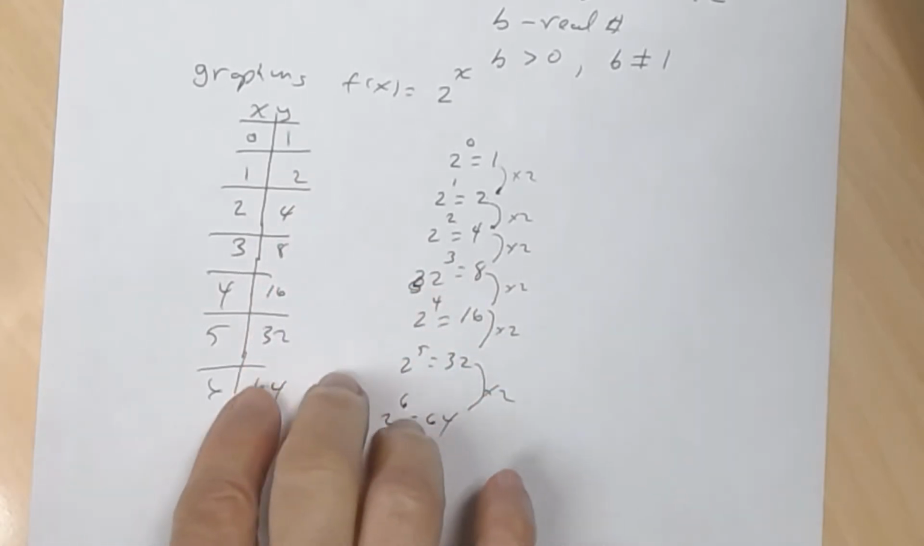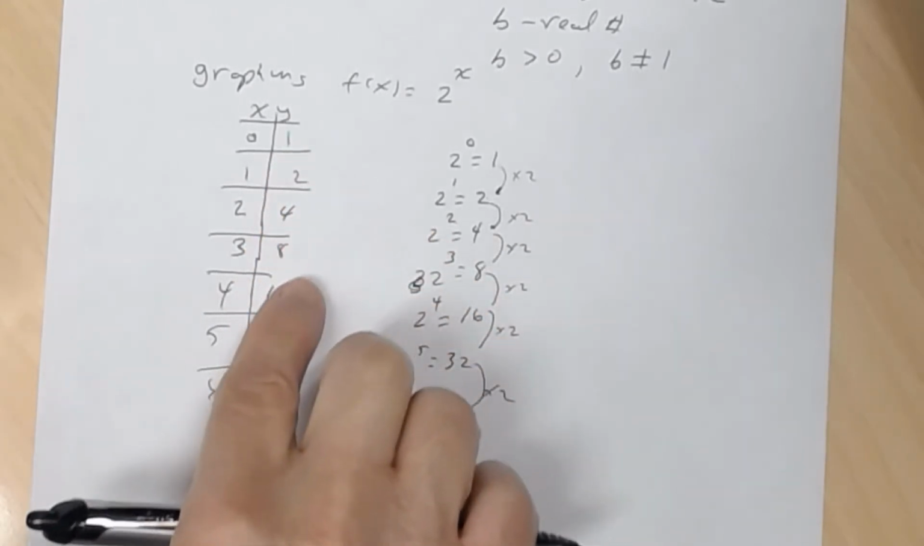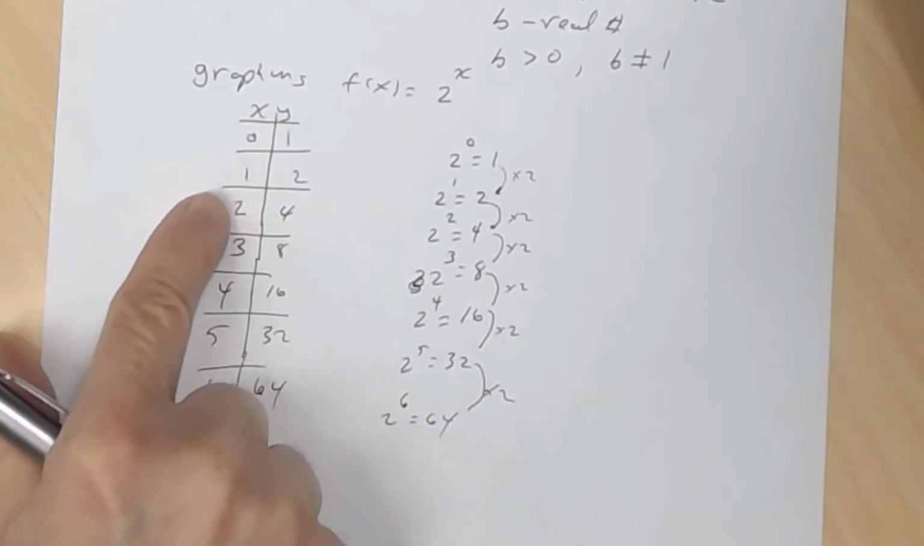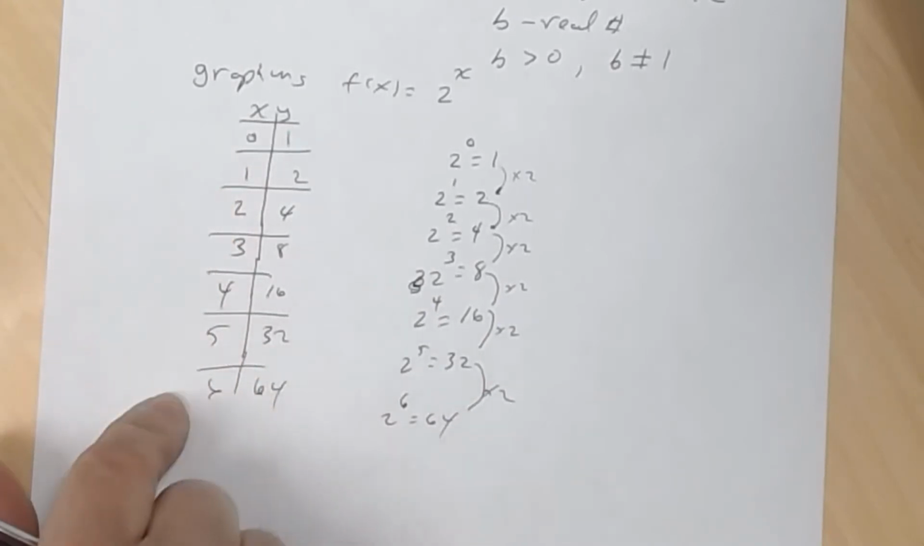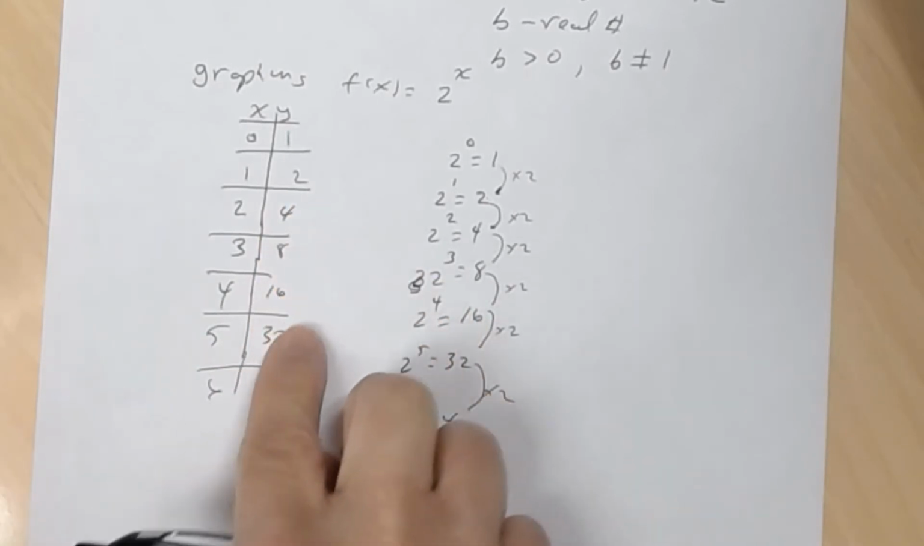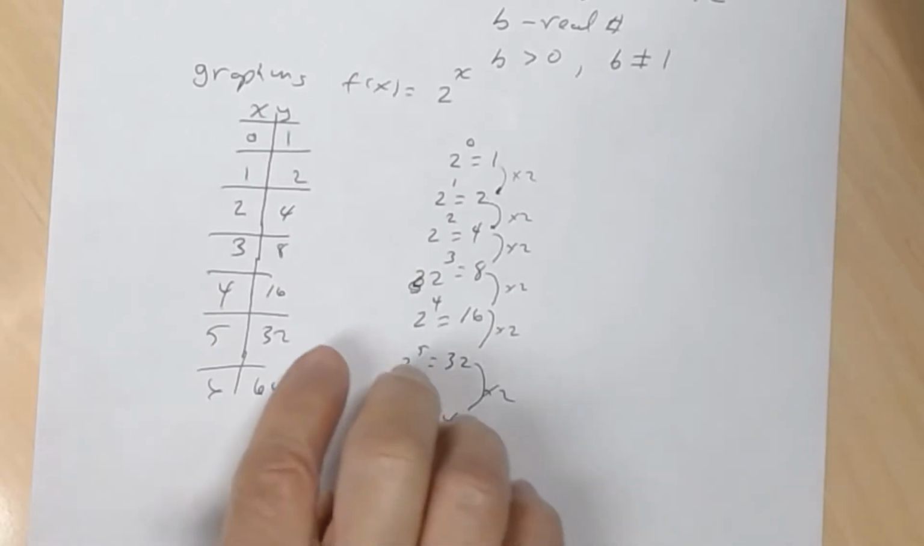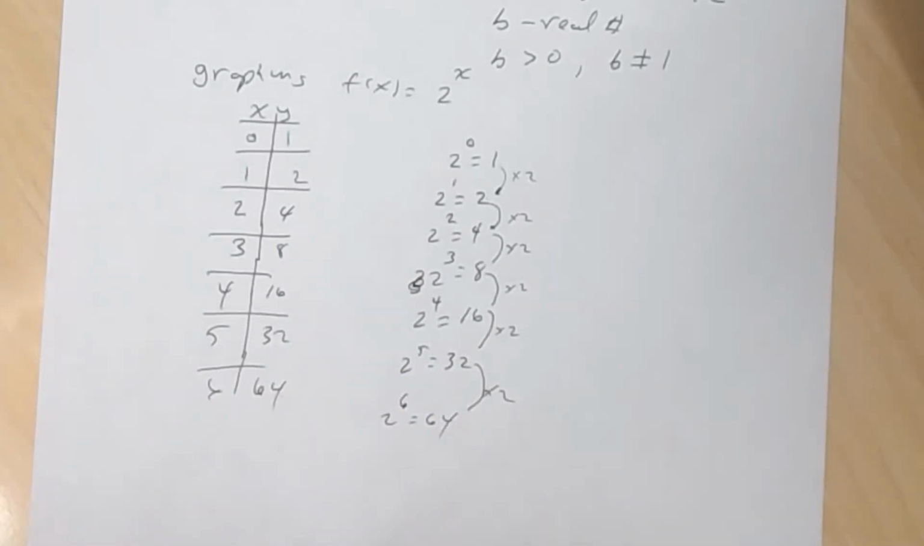Why is it doubling? That's important. Why are these y values doubling each time for each increment of 1 here? 1, 2, 3, 4, 5, 6. Why is it doubling each time? Because of your base. Because of that base. Okay, now listen carefully.